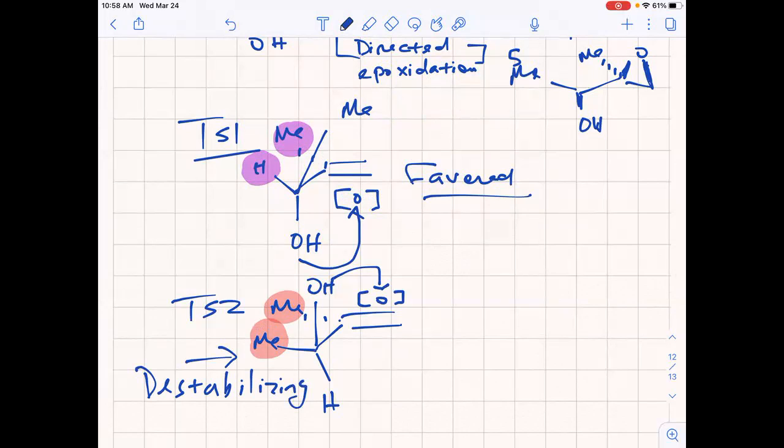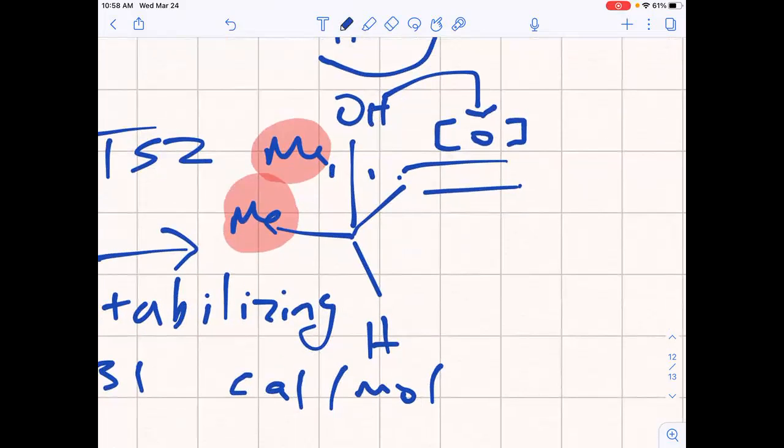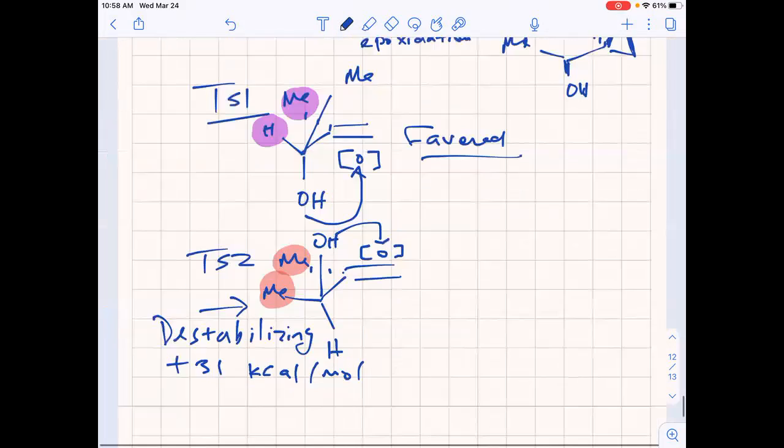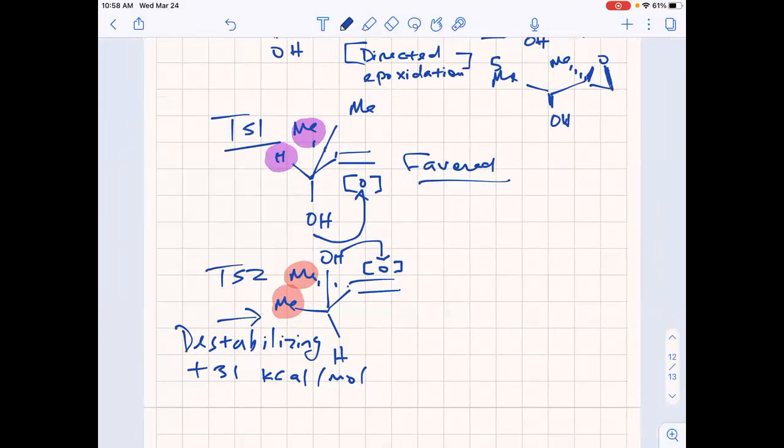Right, and if I'm not mistaken, the amount is about plus 31 kilocalories per mole, which is a huge amount of energy. Right, that's a lot. And so with it being such a destabilizing interaction, that's going to highly disfavor this transition state over transition state 1, right? Transition state 1 will be highly favored over transition state 2. All right. So we're going to stop there.